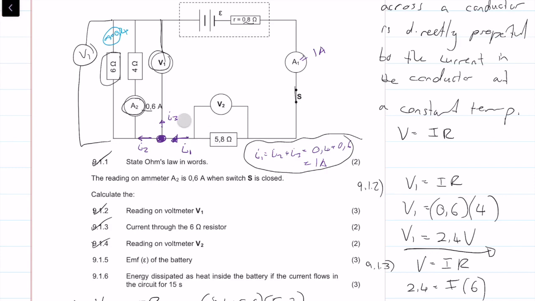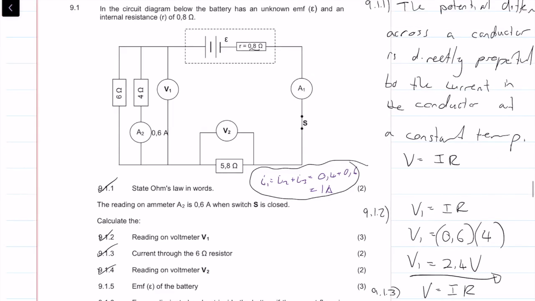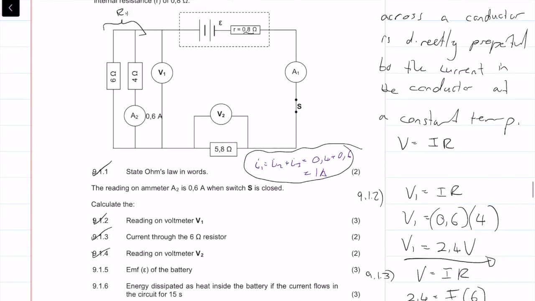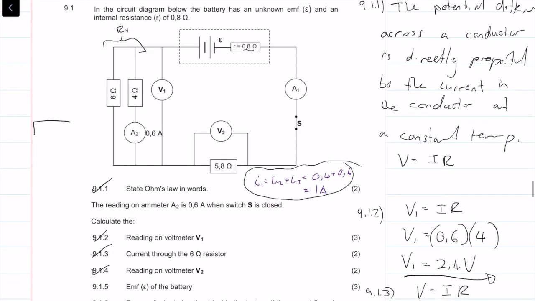I'm going to clean up this whole thing. We have to calculate our external resistance. The easiest way to do this would be to first calculate the resistance of this branch, R parallel, and then we can simplify this into a circuit that looks something like this.